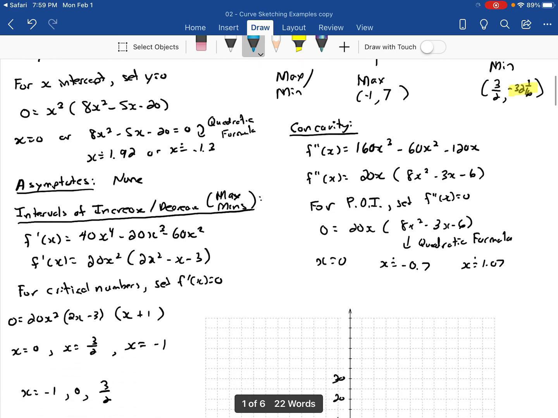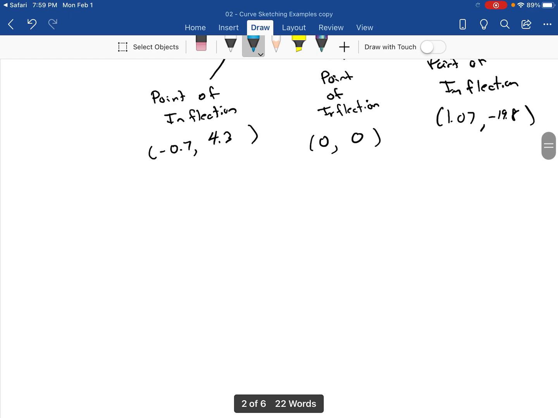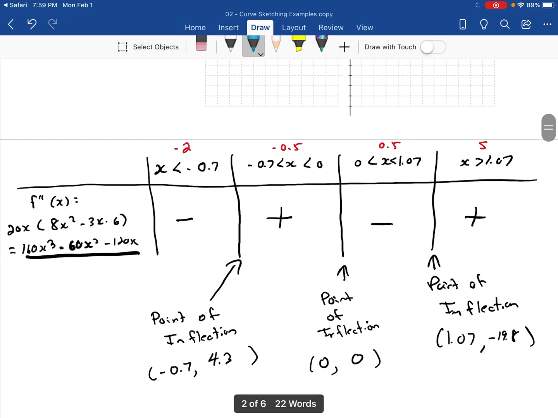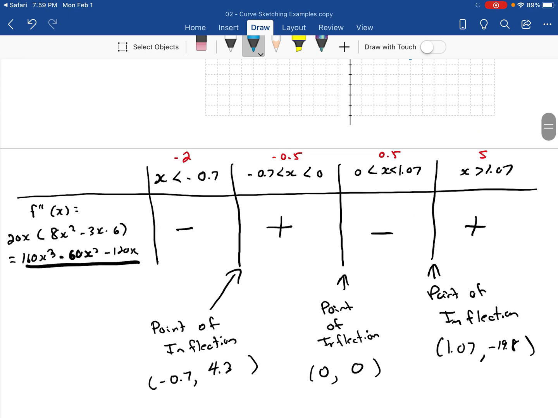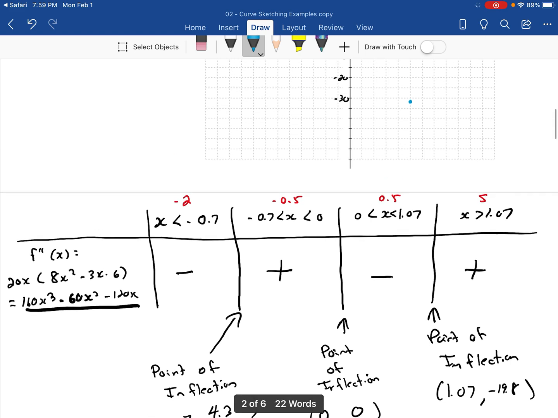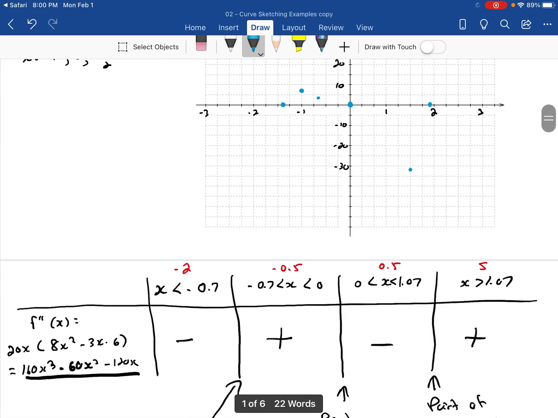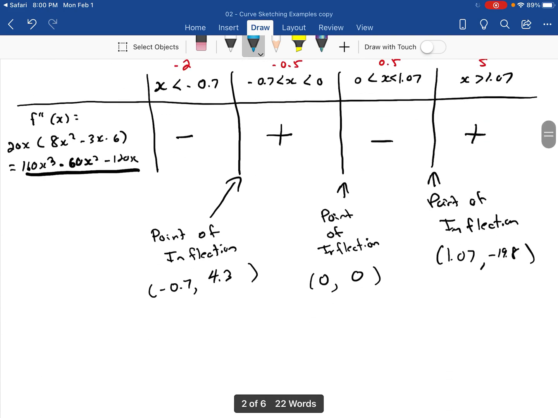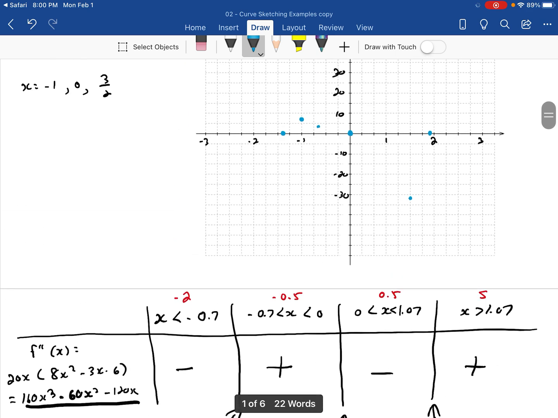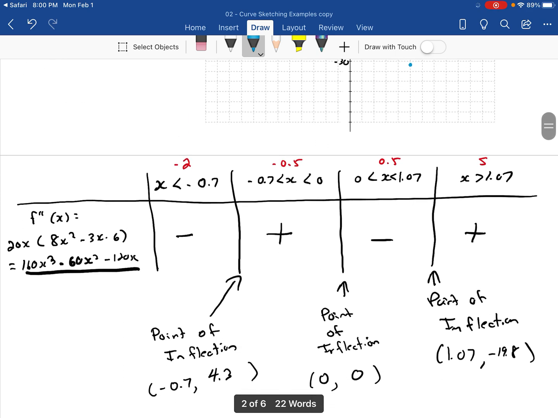Finally, these points of inflection. There's one at negative 0.7 and 4.3, a very weird location. Negative 0.7 and 4.3, sort of like there. So this is going to really be weird when I go to do this, but I'll show you how we incorporate the points of inflection in a second. There's also a point of inflection at 0, 0. That's already on there. And then my last one, 1.07, and that was negative 19.8.